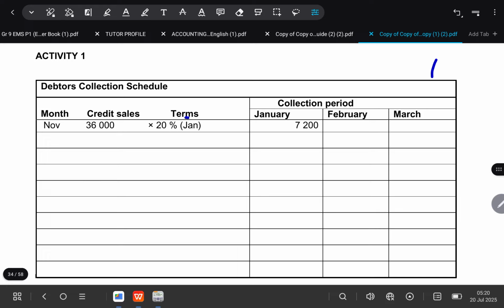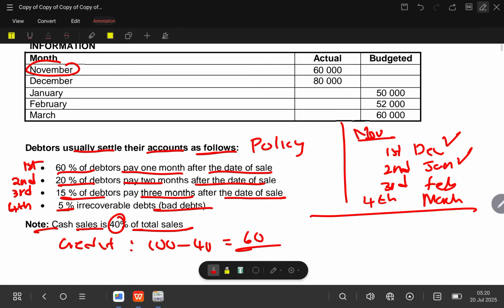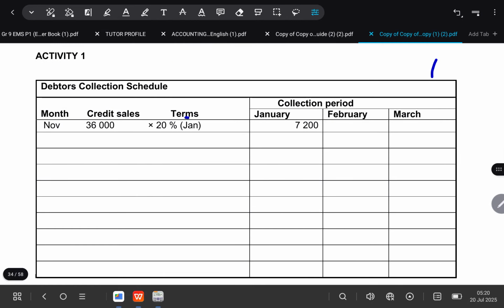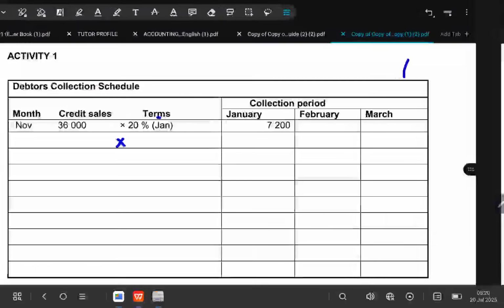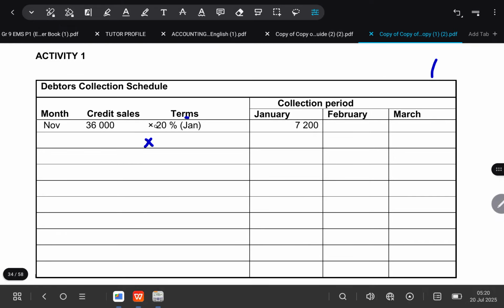For me personally, I write that this is month one. This is from the credit sales of November, and they showed us that 20% will be collected in January, right? For this budgeted period, they will only collect 20%. Remember, the policy told you that 20% is in the second month, so the next part I'm going to focus on is 15%, which is the third month.